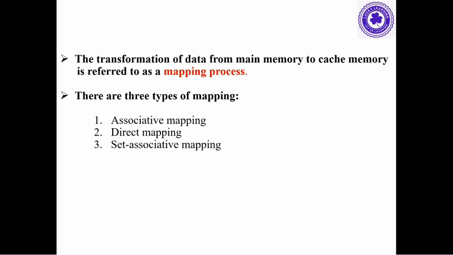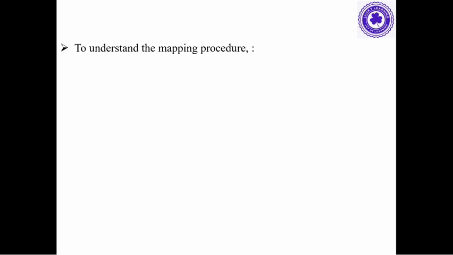So the word in the main memory is to be mapped with a word in the cache memory. This is called the mapping process. Look at the transformation of data from main memory to cache memory. So a word in main memory being mapped to a word in cache memory is referred to as the mapping process. For mapping, we have three types: associative mapping, direct mapping, and set associative mapping. We'll discuss each technique in a detailed way. First, we'll start with associative mapping.